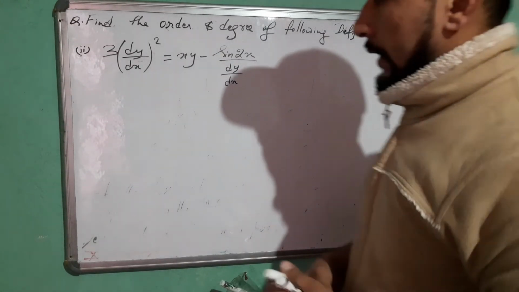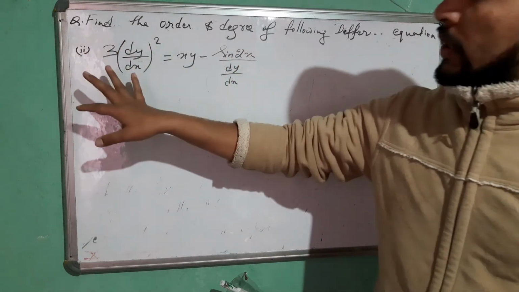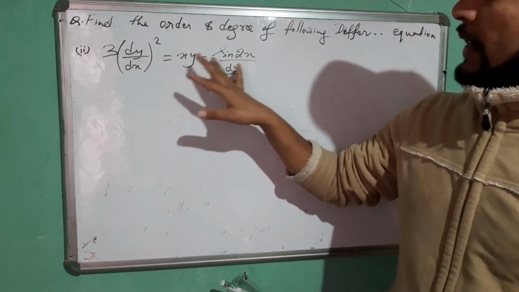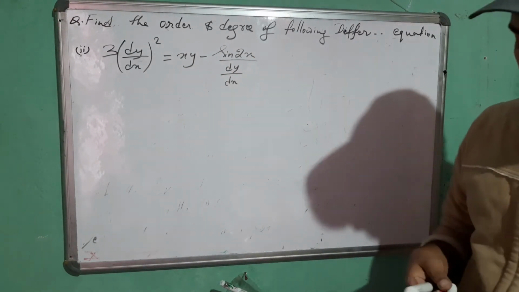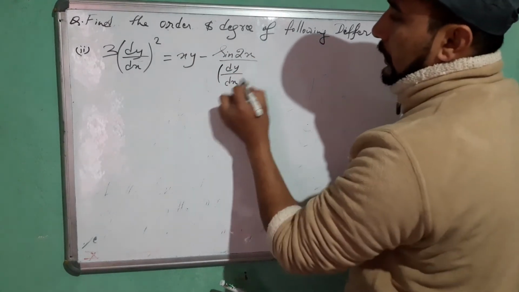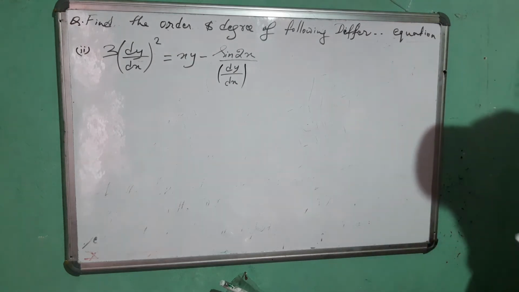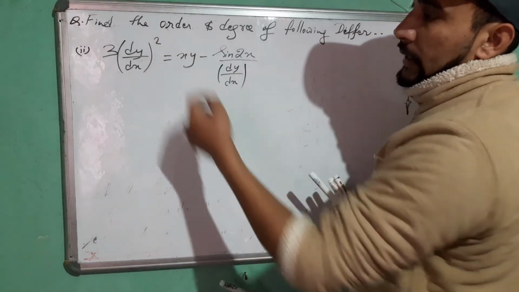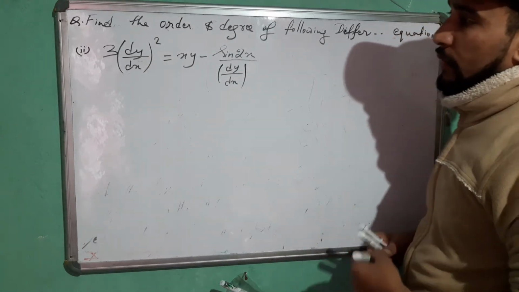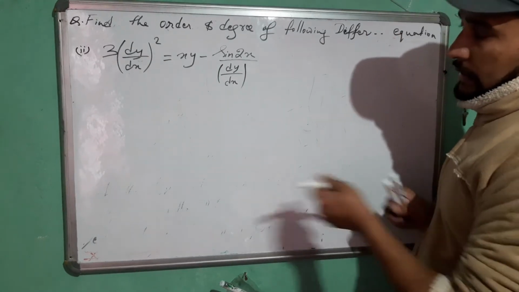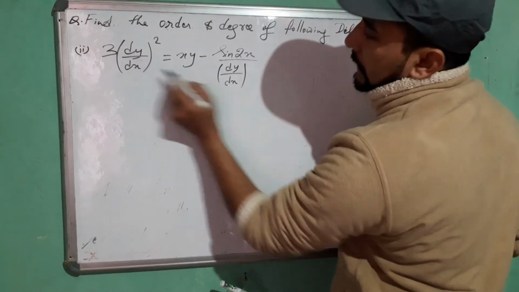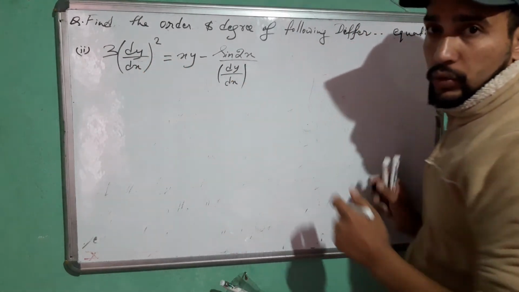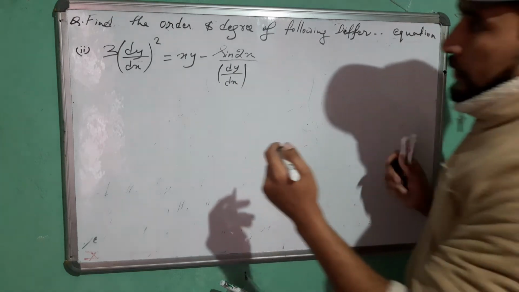Okay, next is question number 2. You have 3 dy dx whole square is equals to xy minus sine 2x divided by dy dx. Dy dx is within bracket. Okay, you can simplify this expression. You cannot write it is first order and first degree or second degree like that. Okay, first of all you have to simplify this equation because here you have dy dx and here also you have dy dx. So try to keep dy dx together. Okay, so let's do that.